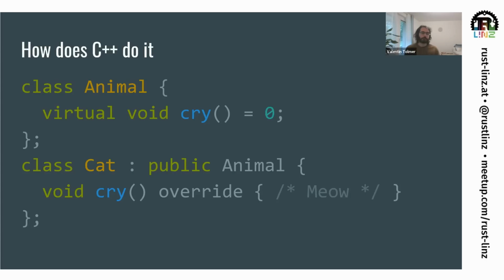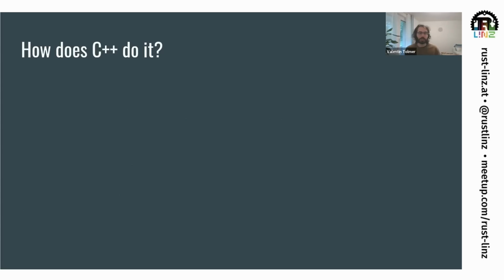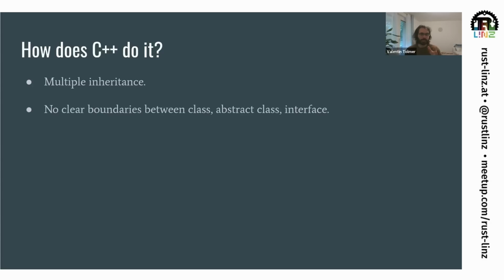So the thing is, in C++, you do not have a clear boundary between a class, an abstract class, and an interface. So in order to implement multiple interfaces, you have to have multiple inheritance. Again, because there's no boundary between a class, an abstract class, and an interface. An abstract class is only abstract because it has a function that is not implemented, and an interface is a Java concept that doesn't really translate to C++.